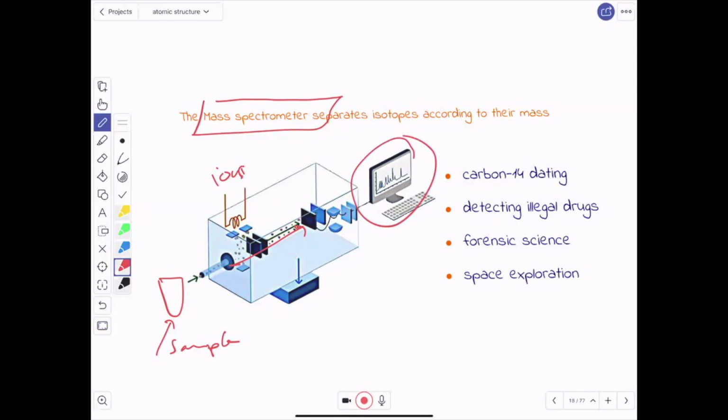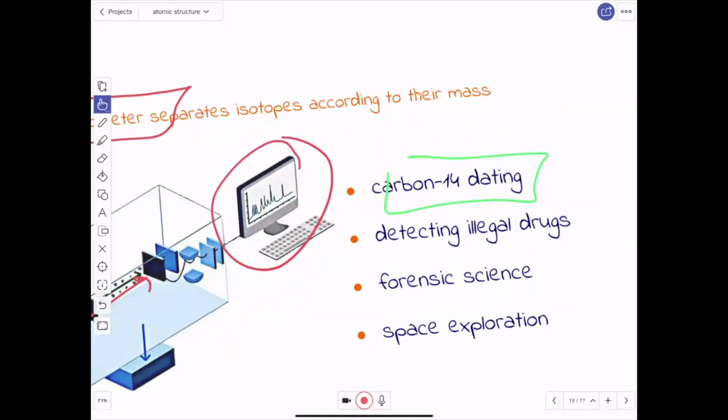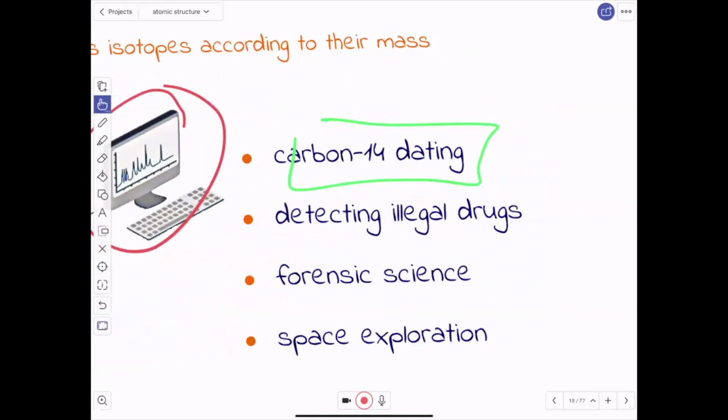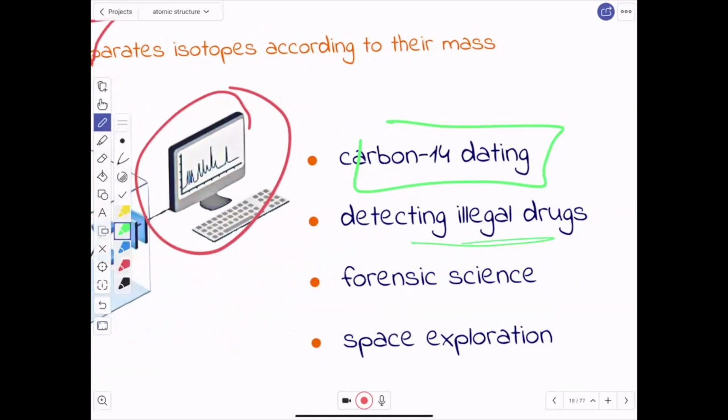So again, what's this machine used for? It's used for something called carbon dating. What is carbon dating? Carbon dating means you find the age of bones or whatever sword or whatever you found. You could use it to detect illegal drugs, like athletes cheat with their urine samples. They could take drugs to enhance their performance. So you could identify what elements are found inside their urine.